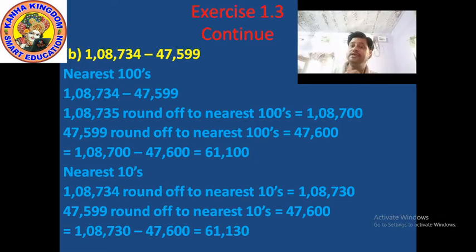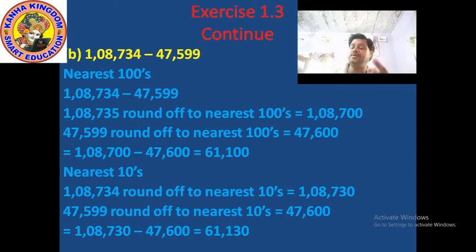Next number is 47,599. And when we see this number, first you have to see the tens place. Which digit is in the tens place? 9 in the tens place. When you see that 9 in the tens place, and you all know 9 is greater than 5, it means the second rule applies, which means the tens place and ones place are converted into 0, and you have to add one more number in the hundred place.